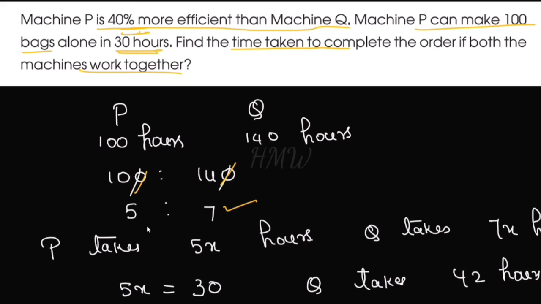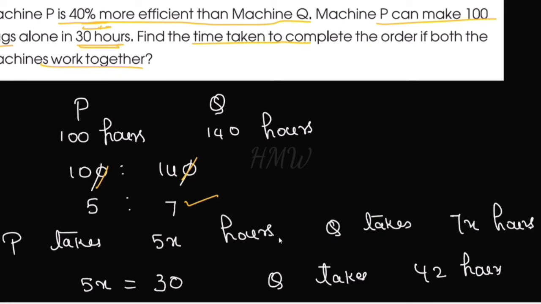So P takes 5 times some constant, take it as x. P takes 5x hours and Q takes 7x hours. You can take it as k also. P takes 5k hours and Q takes 7k hours. Or 5x hours and 7 multiples of 5, maybe 2. That means P takes 10 hours, Q takes 14 hours. So we are taking P as 5x hours and Q as 7x hours.